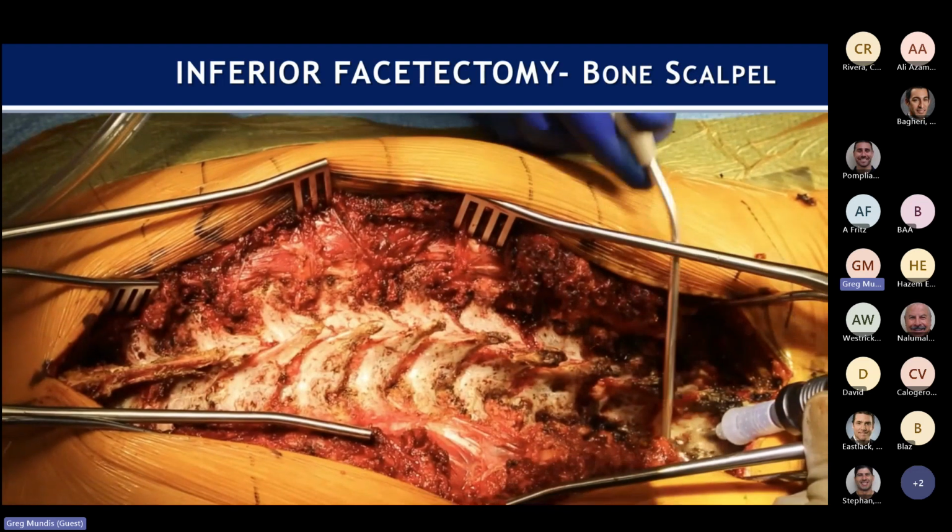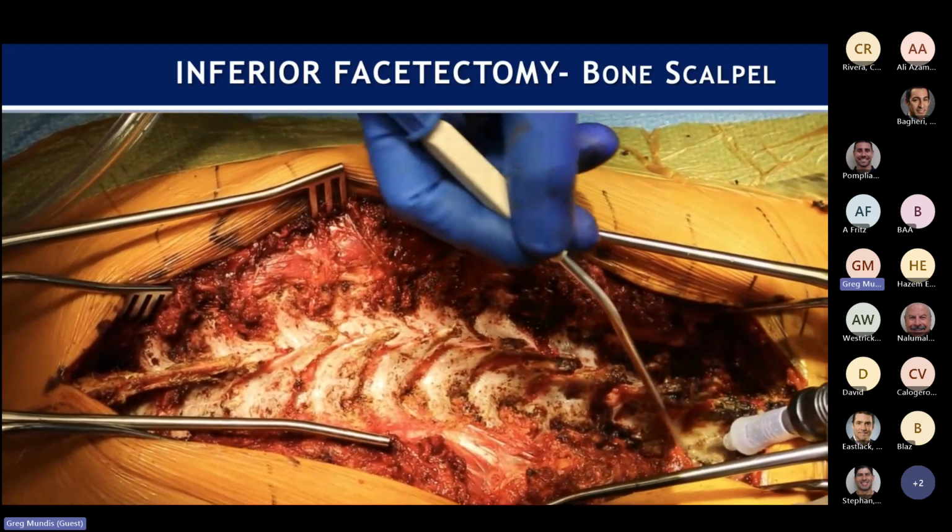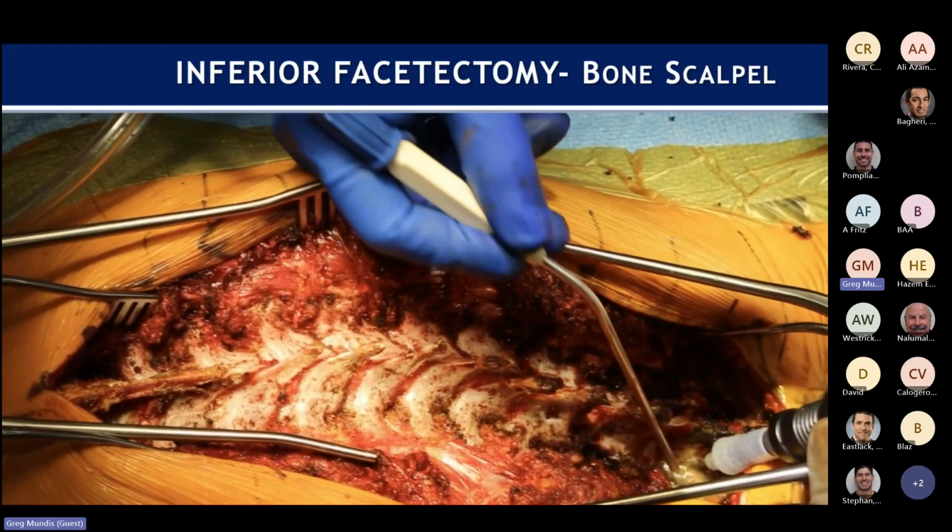We then typically use the Misonix to cut out the facet joints. We do inferior facetectomies with these.